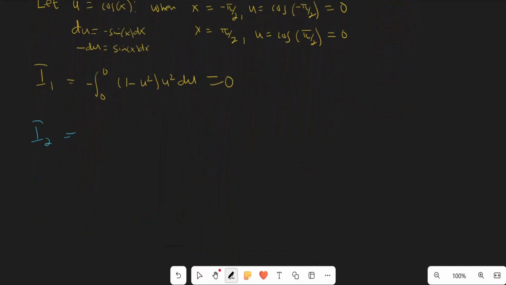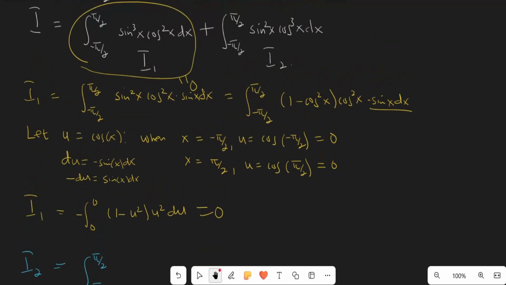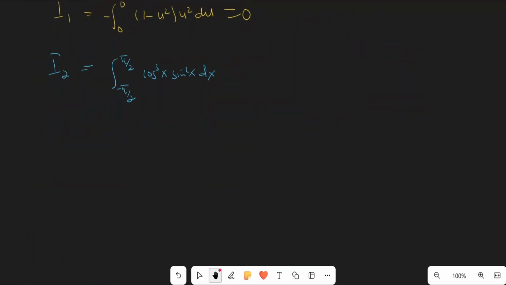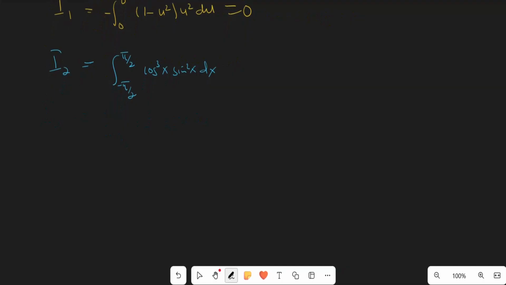I2 is the integral from negative pi over 2 to positive pi over 2 of sine square x and cosine cube of x. So it's the cosine cube of x and sine square of x dx. So here is going to be the integral from negative pi over 2 to positive pi over 2 of cosine square of x sine square of x times cosine of x dx.